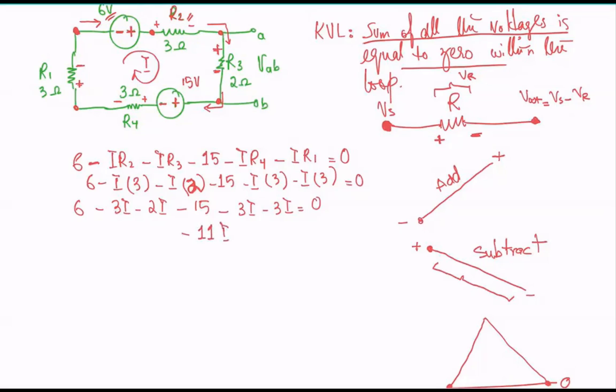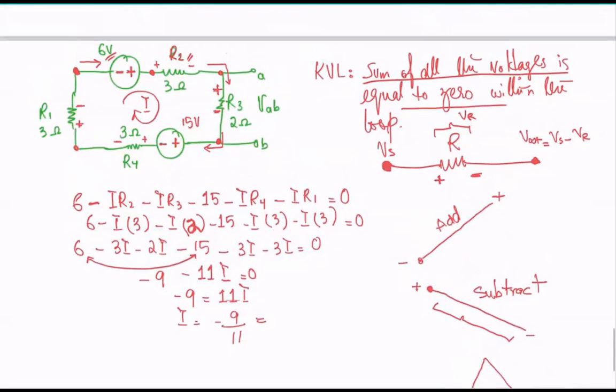right? And then 6 minus 15, this is going to be how much? Minus 9, right? So minus 9 minus 11I equals 0. Minus 9 equals 11I, and then I is going to be minus 9 over 11, correct? So I get the value of the current over here.